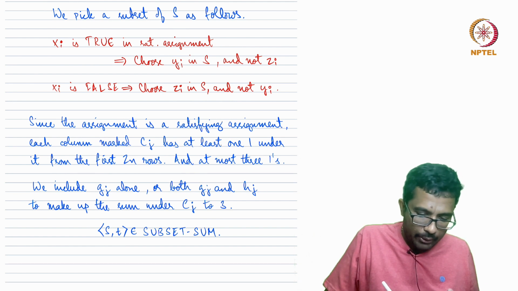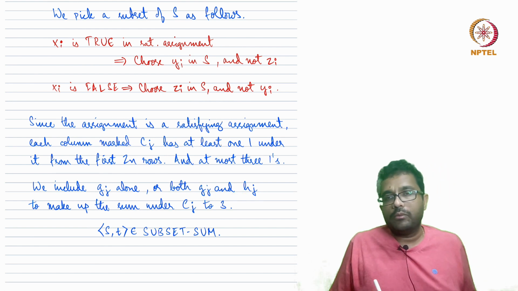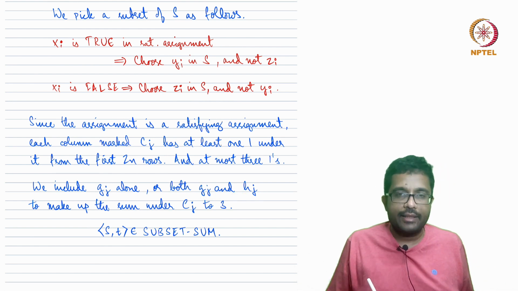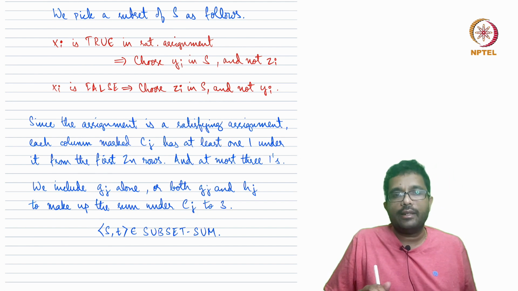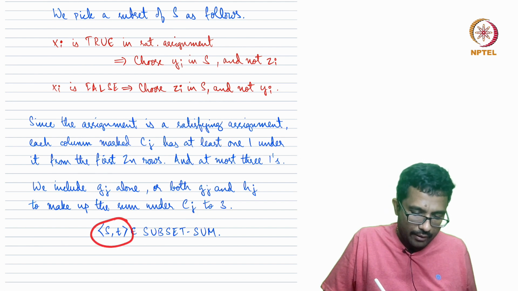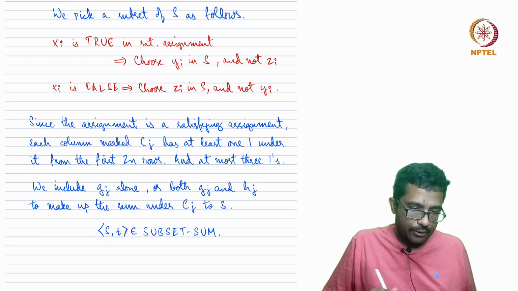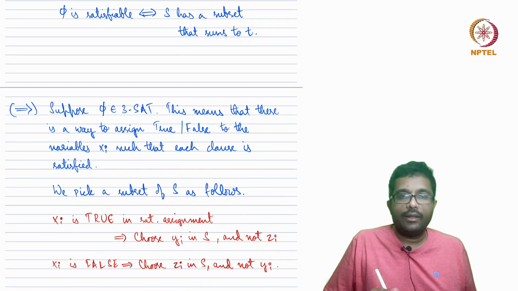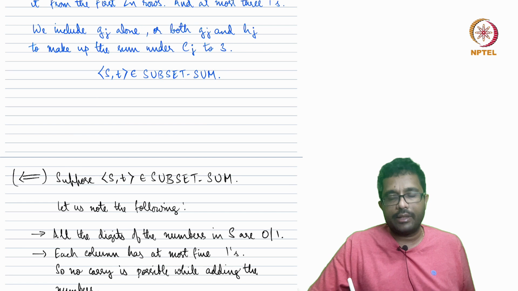And then we decide to include g_j or both g_j and h_j, or exclude g_j and h_j, to make the sum under the c_j's equal to 3. So this shows that the set S has a subset that sums to T, right? So this completes one direction of the proof. If phi is satisfiable, then there is a subset that sums to T.